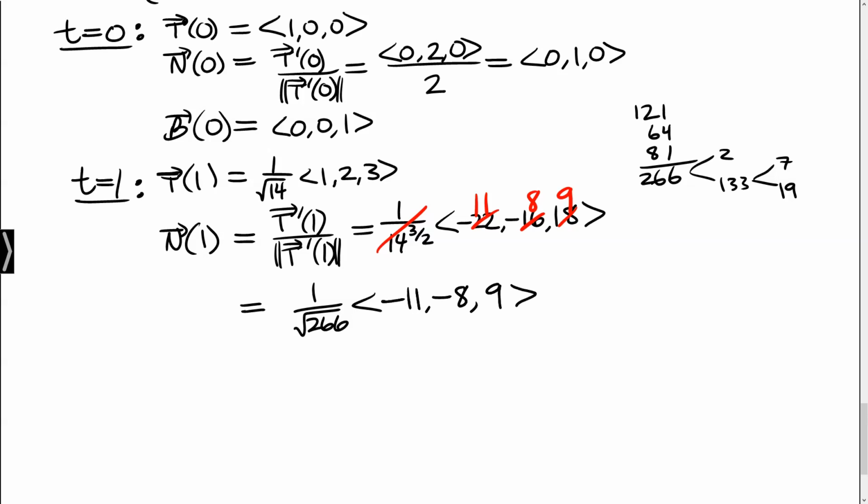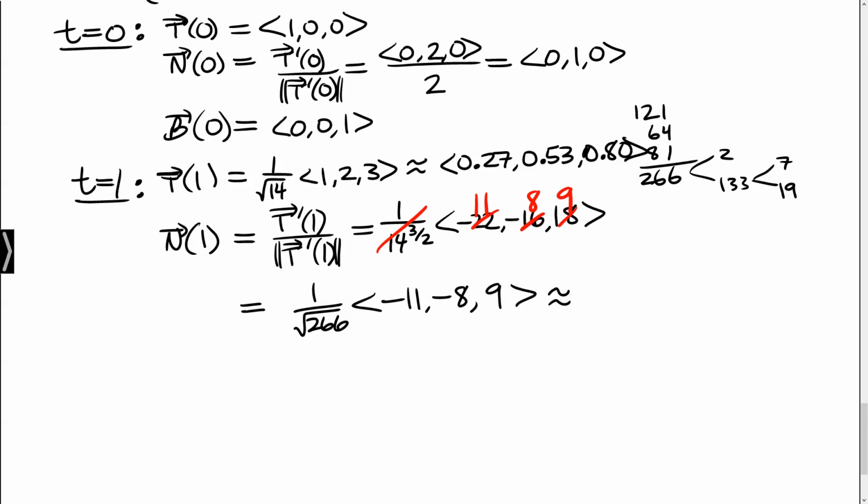Now I'm going to go ahead, actually for both of these, and approximate them to 2 decimal places. So this one is 0.27, 0.53, and 0.80. All right, so that's the approximation there.